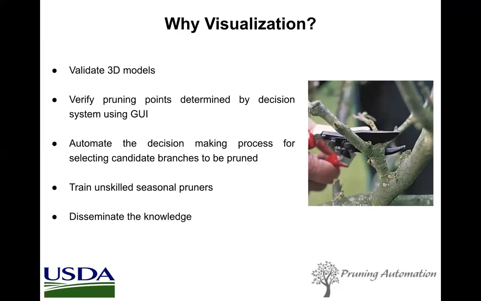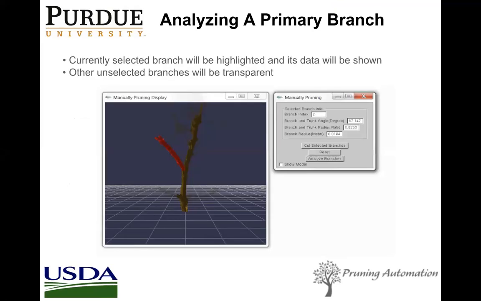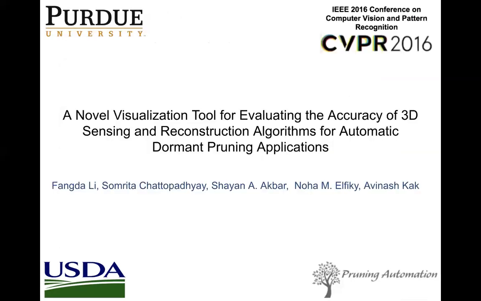So we built a graphical user interface where we actually show the tree for them, and the tree can be rotated 360 degrees. We show them all the information, and we even show them what happens if we apply the rules, because we captured all the rules. For example, if we prune all the branches which are within 60 degrees, what's going to be the impact on the health of the tree? We also get all this information from them.